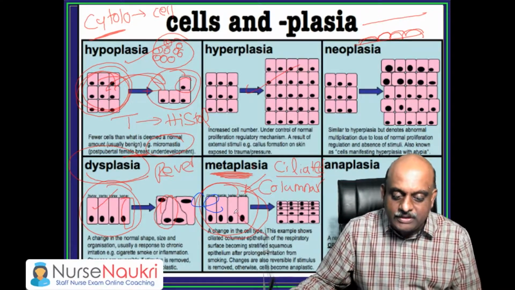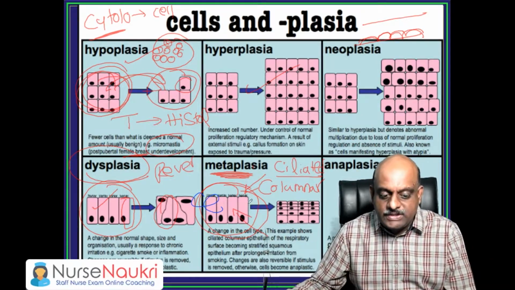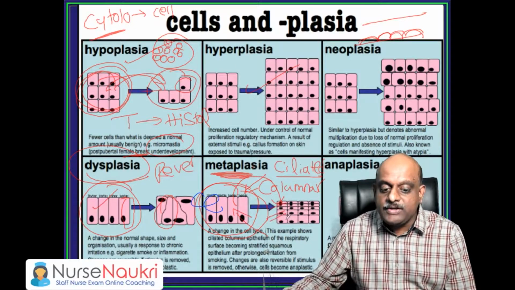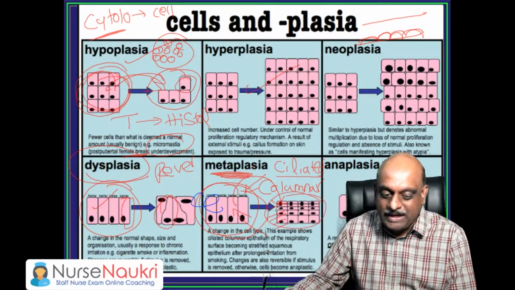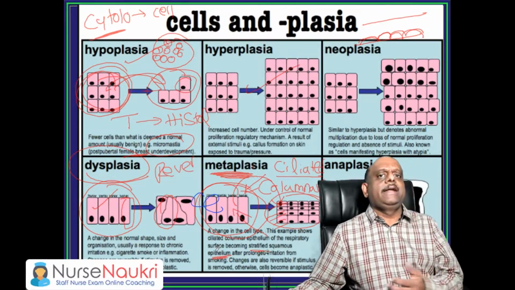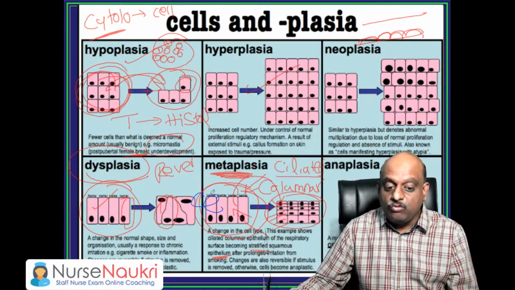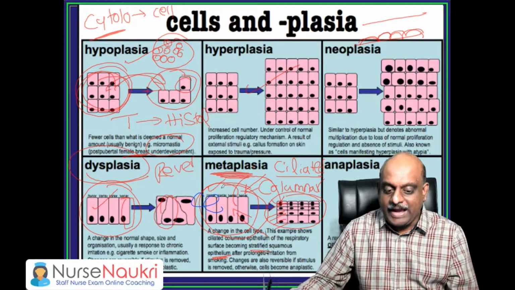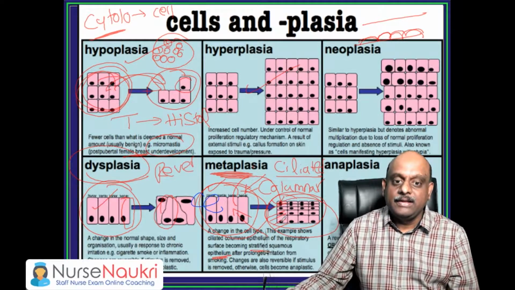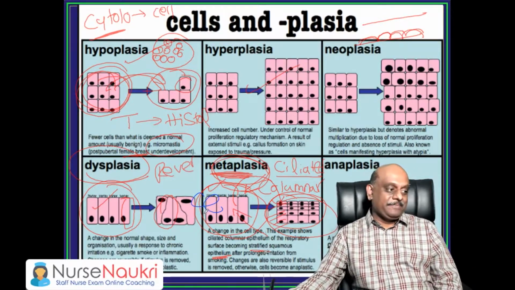If there is constant smoking, then the ciliated columnar epithelium becomes stratified squamous epithelium. Typically it becomes stratified squamous epithelium after prolonged irritation like smoking, is what you should remember. So one cell type has become another cell type. That is called metaplasia is what you should remember.